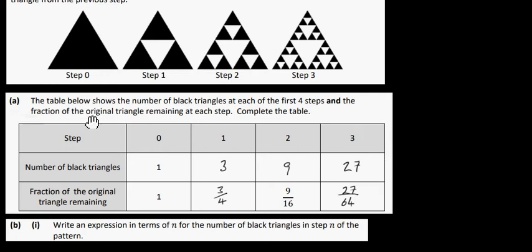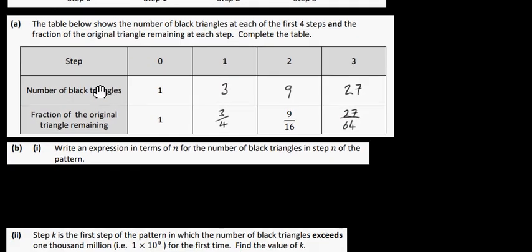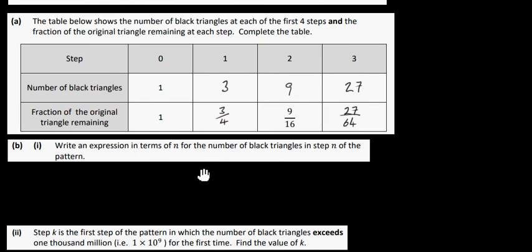Let's just have a look at part B1. Write an expression in terms of n for the number of black triangles in step n of the pattern. The number of black triangles. Well, you can probably spot the pattern here anyway. We're taking 3 and raising it to the power of the step, if you like. So it's really just 3 to the power of n.